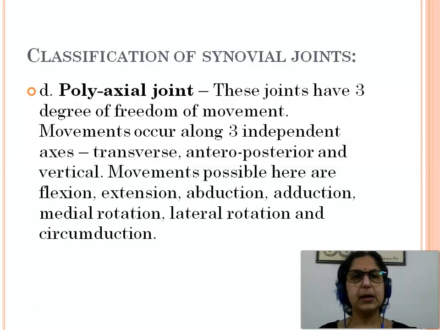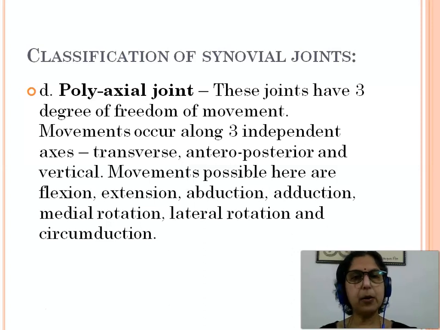Next we study the polyaxial joint. These joints have 3 degrees of freedom of movement. Movements occur along 3 independent axes: transverse, anteroposterior and vertical. Movements possible here are all the three sets of movements which we can see: flexion-extension as one set, abduction-adduction as the second set, and medial rotation and lateral rotation as the third set. And we will also be seeing circumduction in these types of joints.